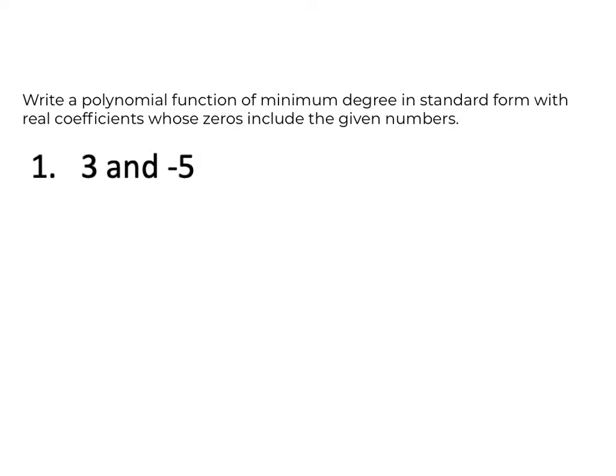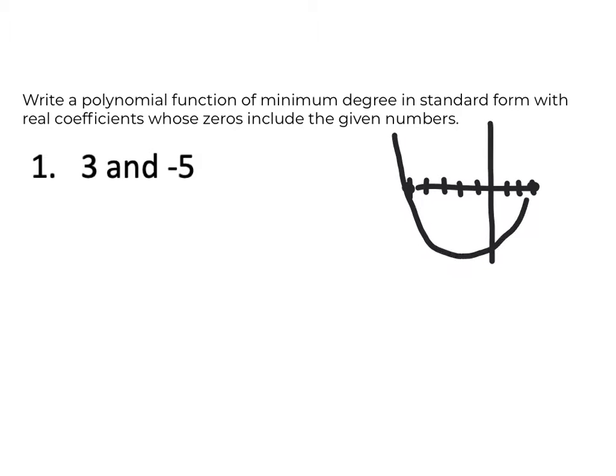Of minimum degree would mean that, so this has two zeros that we can see because they are real, therefore it would be quadratic. So a parabola that would cross at 3 and -5 would be one of least degree. Now there potentially could be a function of higher degree that has additional zeros, but we're going to do the one that just has these two.